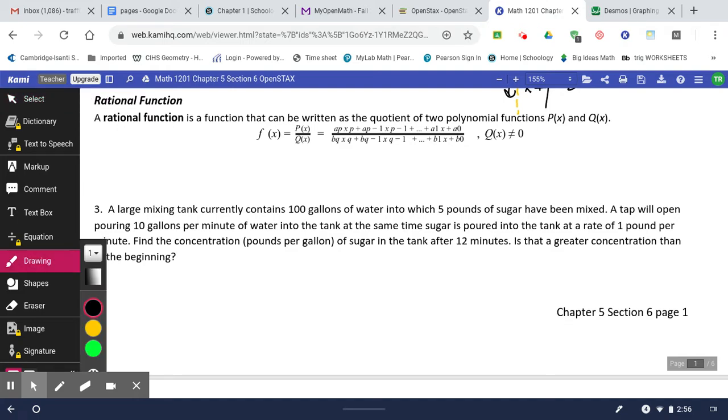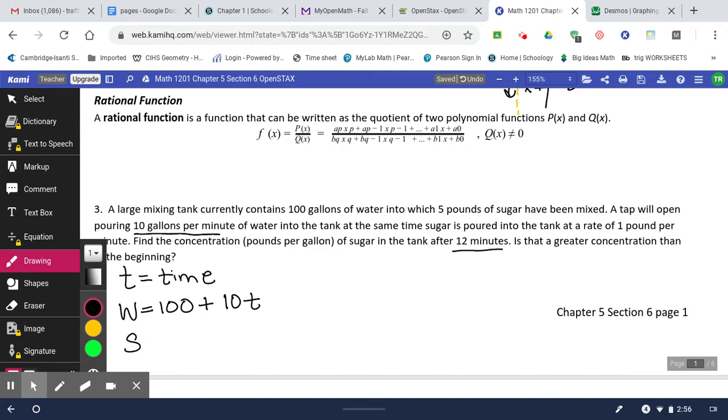So what are we dealing with? Well, we're dealing after 12 minutes. So our variable is going to be t for time. Our water started out with 100 gallons when t was 0. And then we added in 10 gallons per minute, right? So after 1 minute, we'd have 100 plus 10, or after 3 minutes, we'd have 100 plus 30 gallons, so 130 gallons of water.